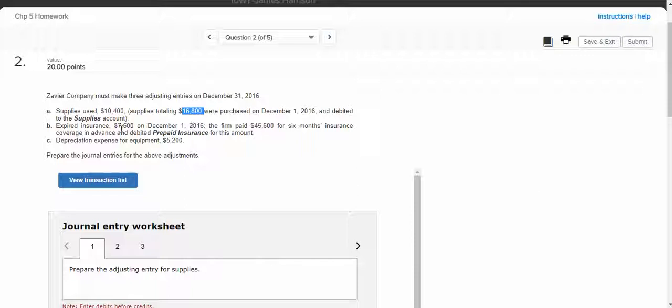So expired insurance, December 1st, the firm paid $45,600 for 6 months of insurance. So this is going to be your beginning balance.